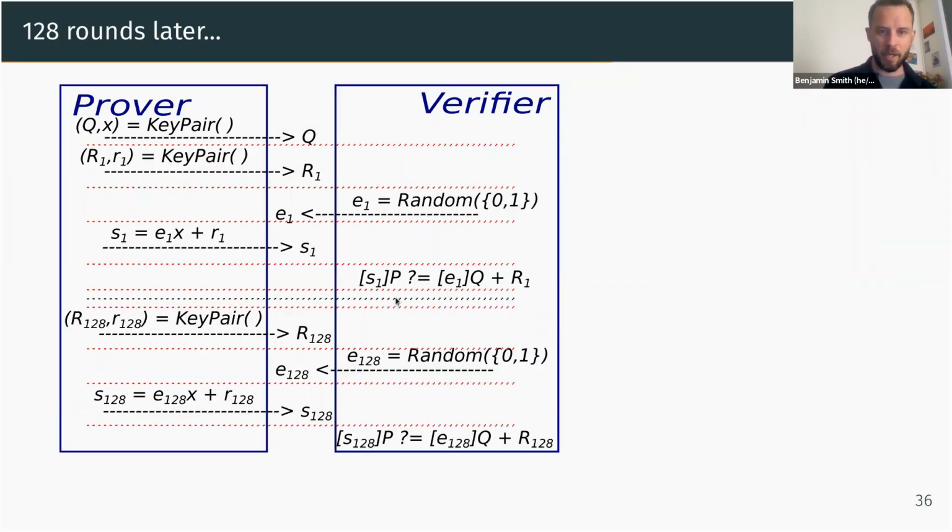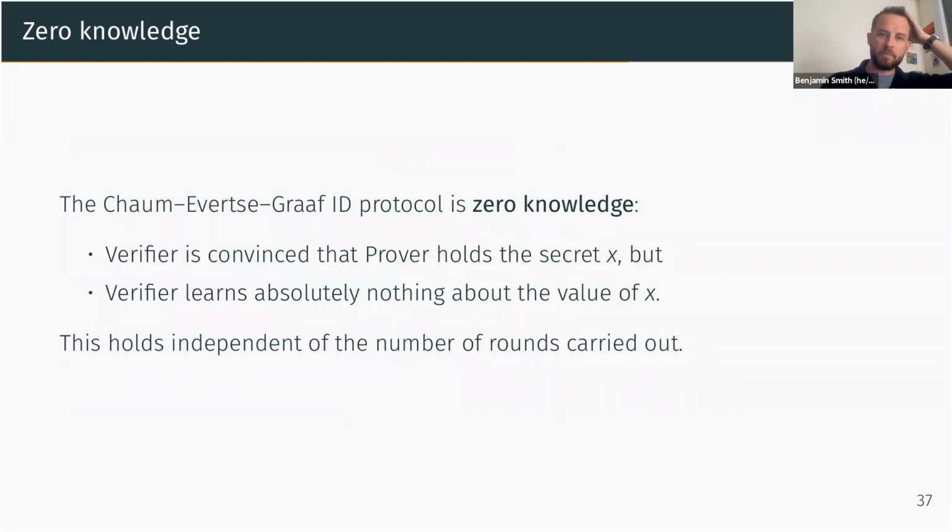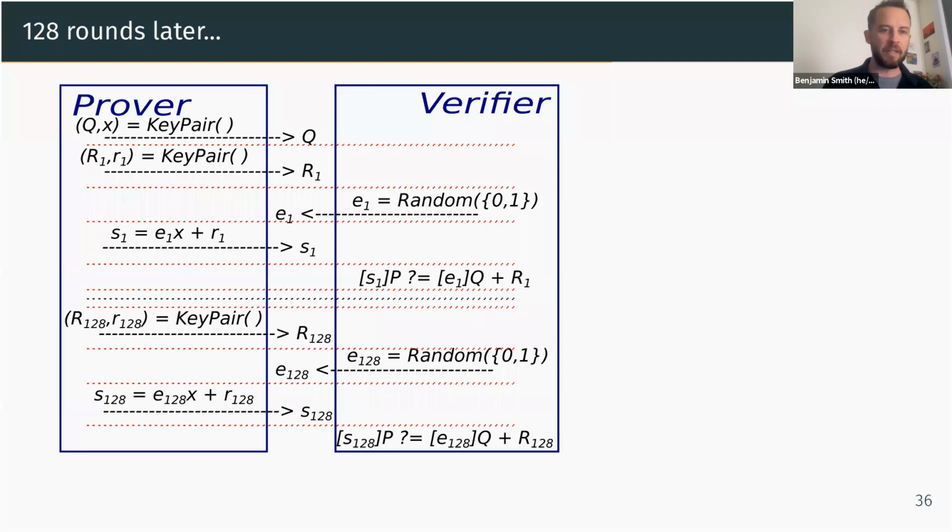And I've left out 126 rounds in the middle. You're just going backwards and forwards, sending points, sending 1-bit challenges, sending back scalars over and over and over 128 times. So this protocol, in a cute way, is zero knowledge, and that's independent of the number of rounds that's being carried out. The verifier learns absolutely nothing about the value of X at any time in this.